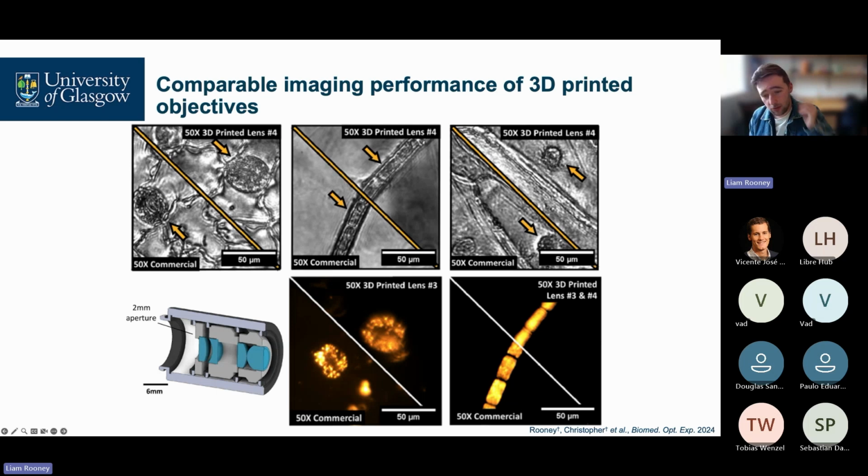It also works in fluorescence mode. You can see individual chloroplasts here using 3D printed objective lenses. And again, you can see the kind of septation of these cytoplasmic compartments within this cyanobacterial chain.